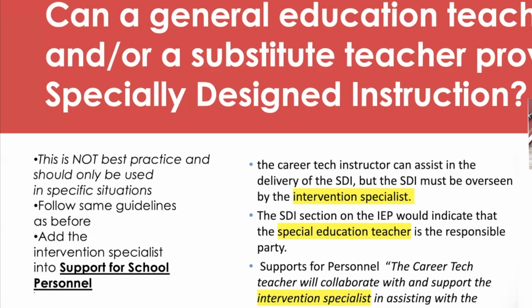The substitute teacher one would be if somebody does not hold that license. That's why we don't put individual names of people. We put titles of positions.